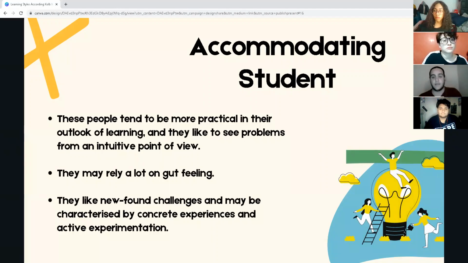Okay, and the last one is the accommodating student. These people tend to be more practical in their outlook on learning, and they like to see problems from an intuitive point of view. They rely a lot on gut feeling, and they like new challenges, and may be characterized by concrete experiences and active experimentation.